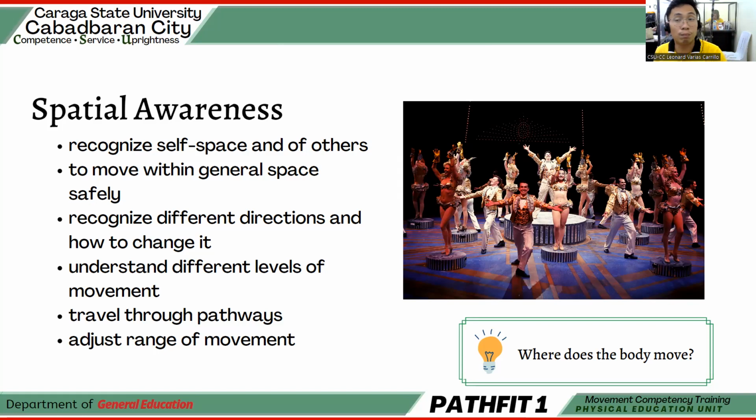So, it is to move within general space safely together with other people. And it recognizes different directions and how to change it. So that is part of spatial awareness.